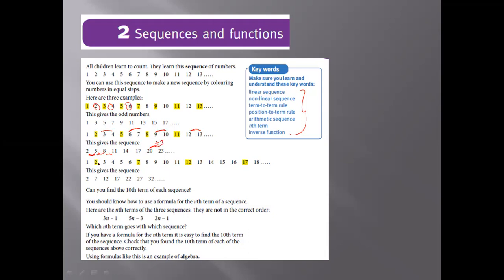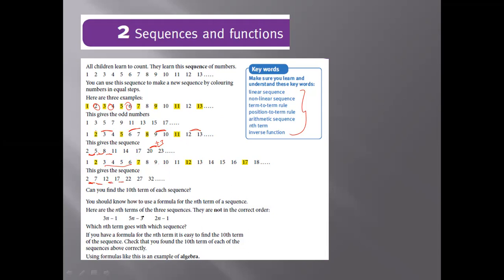Okay. And 1, 2, 3, 4, 5, 6, 7, so we have 4 terms. And also we have 4 and 4. This gives the sequence 2, 7. Between these terms, we have plus 5, plus 5, plus 5, plus 5. Can you find the 10th term of each sequence? Yes, we can find it. It's not difficult. And you should know how to use the formula for the nth term of the sequence.